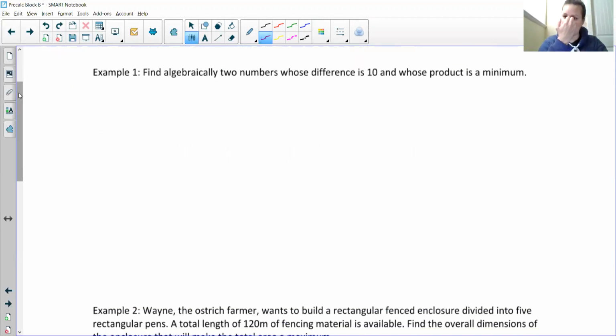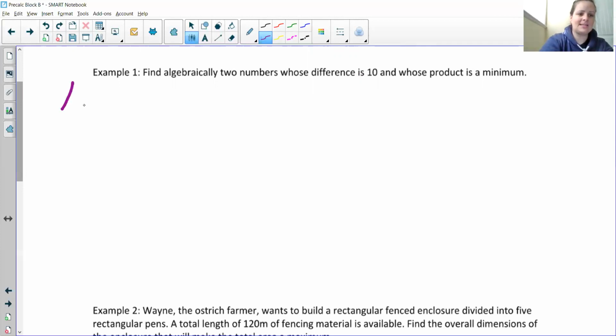So this is where you have to use function notation or the concept of vertex form to figure out the answers for a problem. Obviously, this isn't a real-world problem that we're solving for example 1, but it's just to help you understand what we're doing here so that you can eventually use this for more complex things. This is: find algebraically two numbers whose difference is 10 and whose product is a minimum.